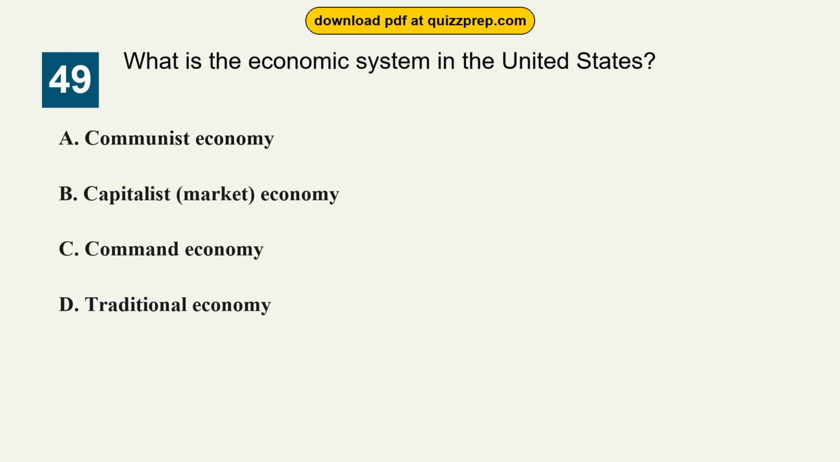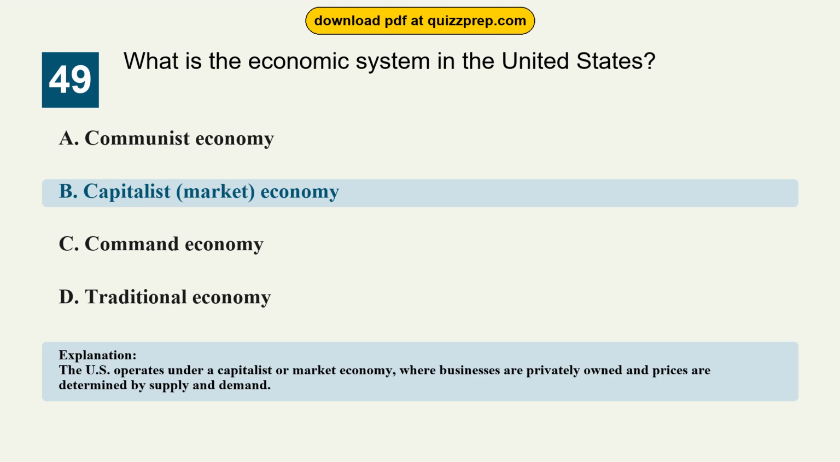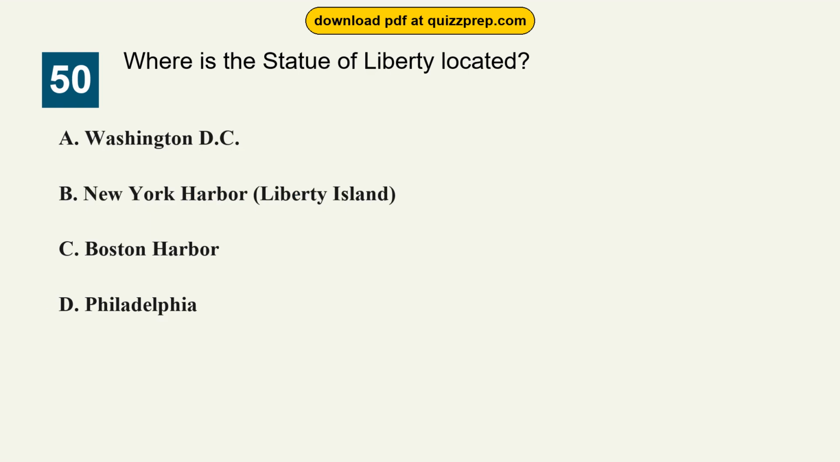Question 49. What is the economic system in the United States? Option A, Communist economy. Option B, Capitalist, market, economy. Option C, Command economy. Option D, Traditional economy. The correct answer is option B, Capitalist, market, economy. The U.S. operates under a capitalist or market economy, where businesses are privately owned and prices are determined by supply and demand.